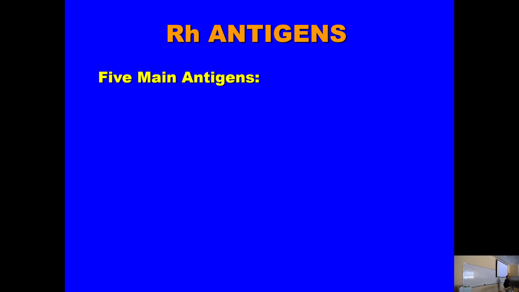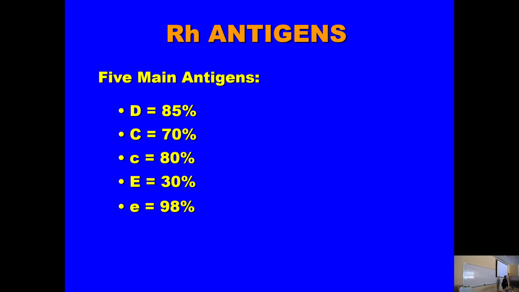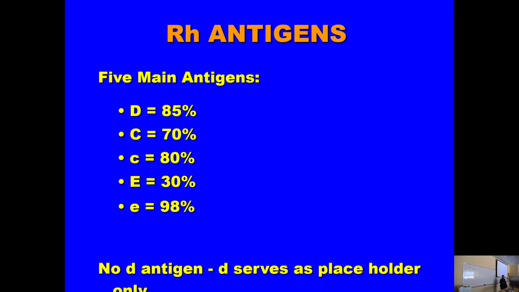So there are 5 main antigens. Everybody knows about the D, big D. 85% of the population has big D antigen. Then you have your C's. Big C, 70% have it. Little c, 80% have it. So because of that, you can see most people have big C and little c. Big E, only 30% of the population has it. And little e, 98% of the population has it. Most people have little e.